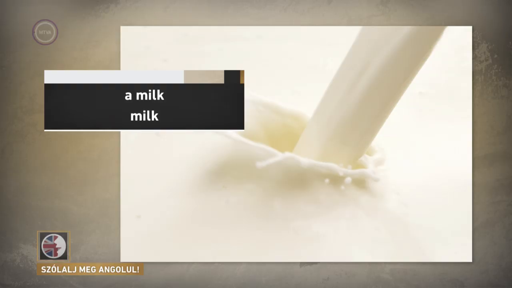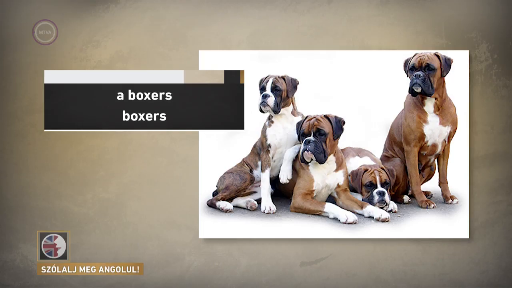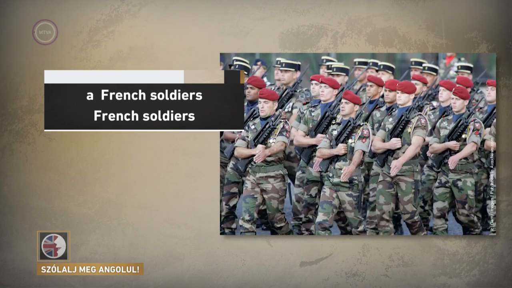Okay, so all those work, but these ones don't work. We can't use a and an with uncountable nouns. We can't count what is uncountable, can we? A milk, milk. A water, water. And just as we can't use a or an with uncountable nouns, because a and an mean one, we also can't use a and an with plural nouns. A boxers, boxers. A French soldiers, French soldiers.